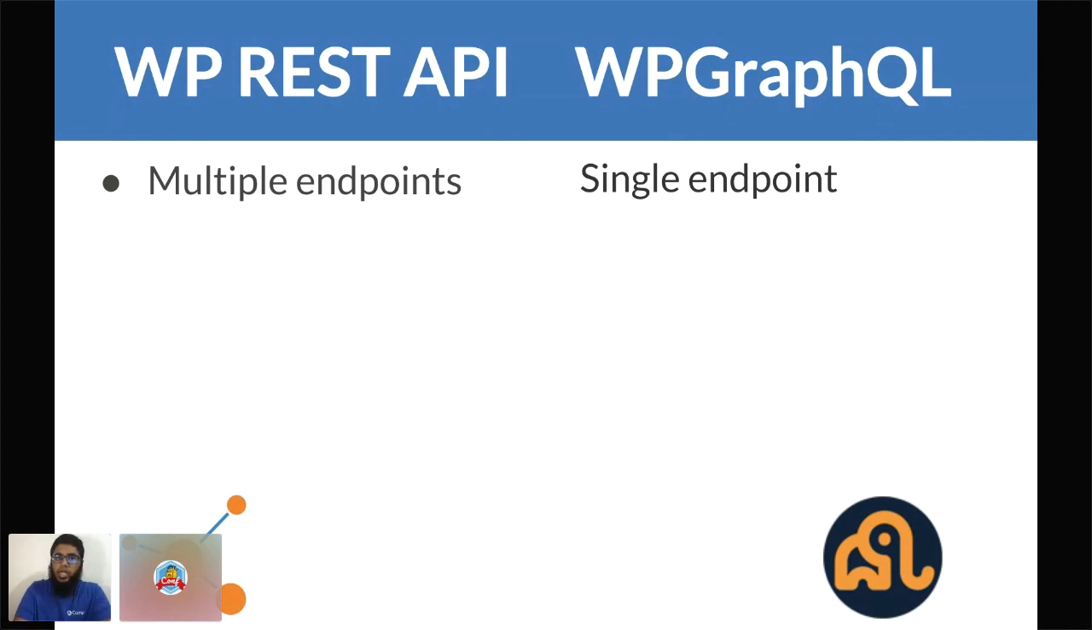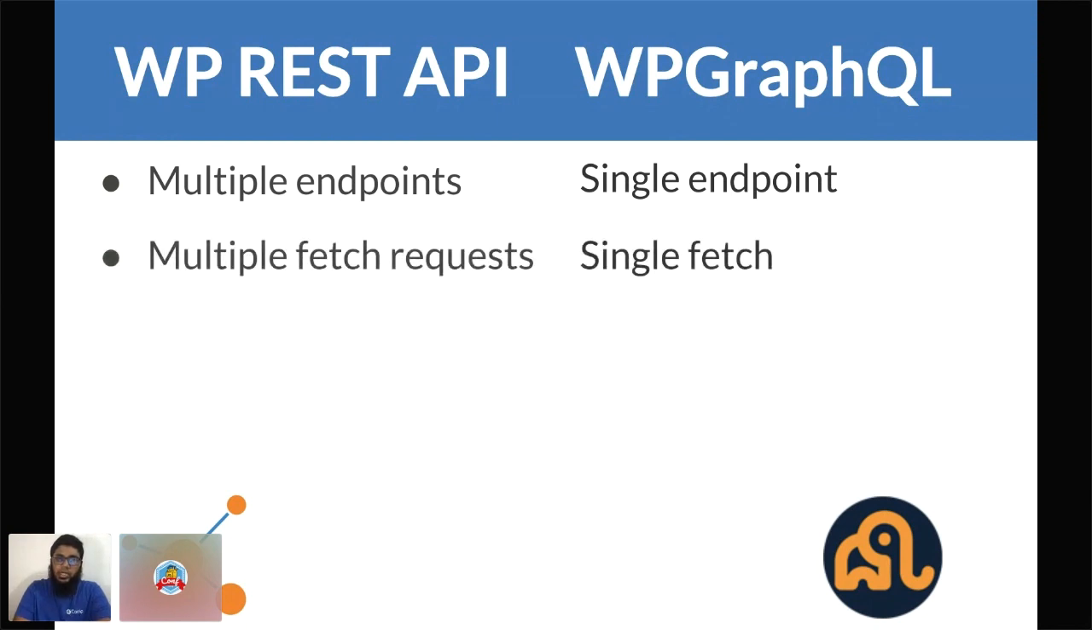With WP GraphQL, you have just a single endpoint, and it is /graphql. So with one endpoint, you will fetch all your different types of data. With the WordPress REST API, you have multiple fetch requests based on what data you want.